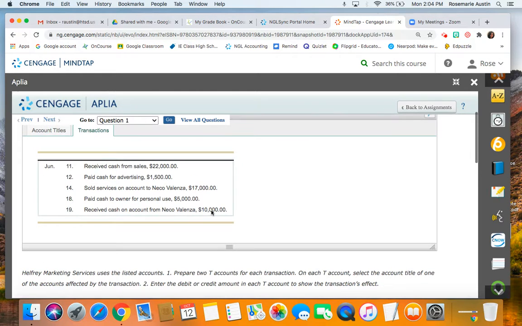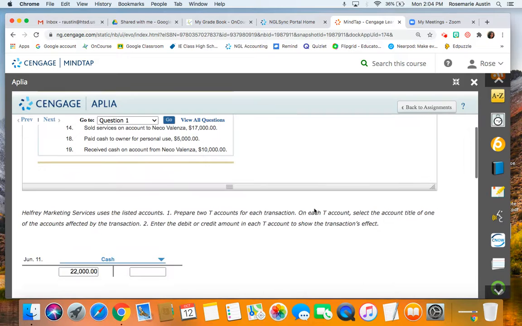All right, June 12th, paid cash for advertising. So your 2 accounts there are cash and advertising. If you're paying cash, cash is going down. So that's not going to be the debit part of your transaction there. So the other one is advertising expense. Expenses are always and forever debited. So that's your clue there.